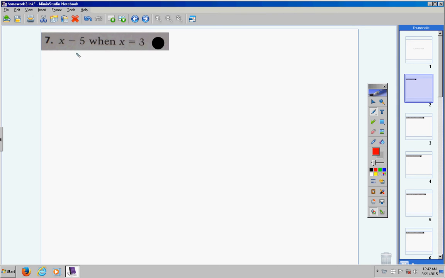So here we go. X equals 3, so where the X is, I'm going to put a 3. So parentheses 3 minus 5. Of course, this is a positive 3, so I really have a positive 3 and a negative 5. So I have $3, but I owe 5, so I pay 3, so I still owe $2. So the answer is negative 2.